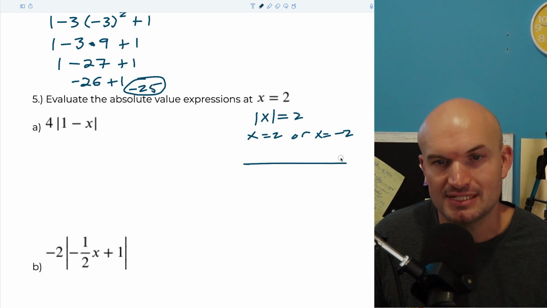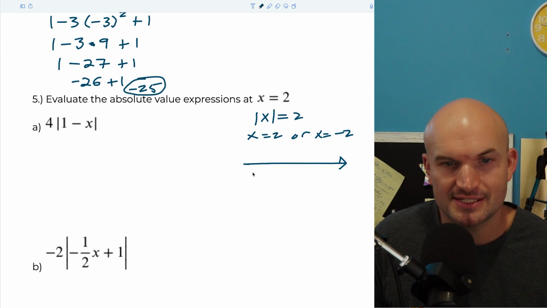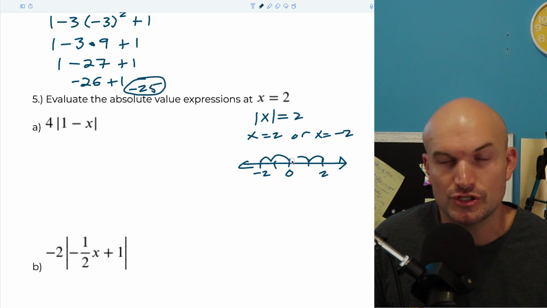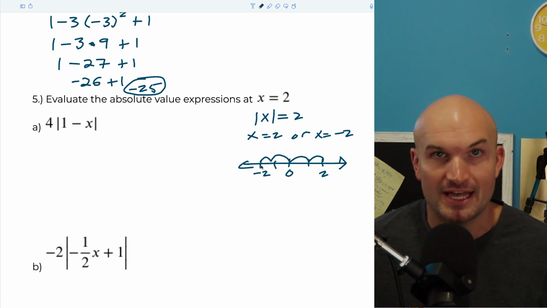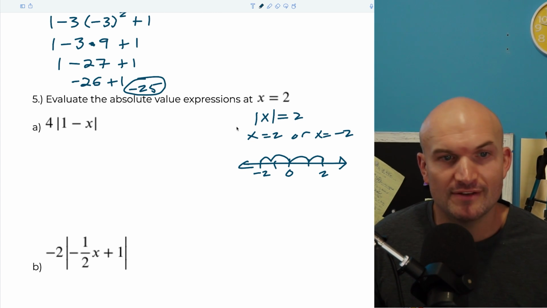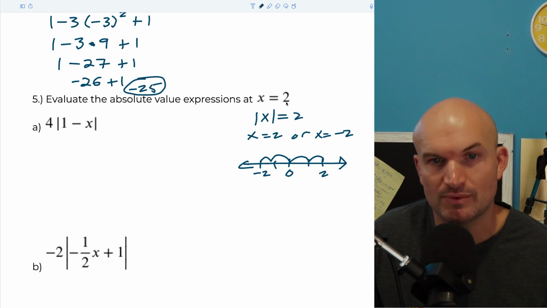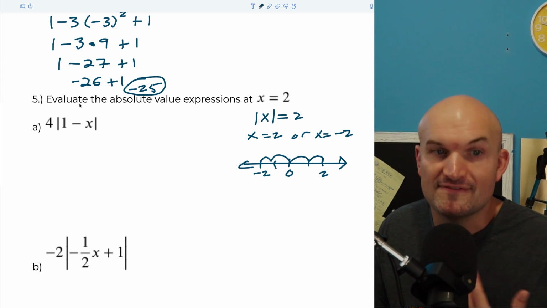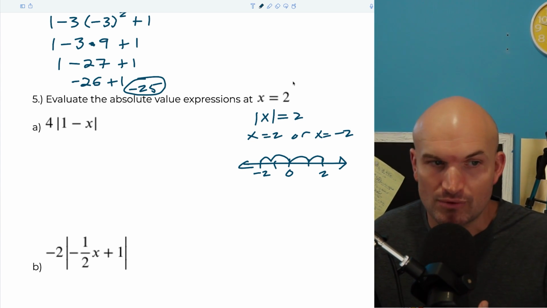And again, you can see this, right? If we were to look at 0, here's 0. So here's -2 and here's +2. Wouldn't you agree that both of these are a distance of 2 away from 0? That's what the absolute value represents. Now, when we're evaluating, all we're simply going to do is whenever we see an x, we're going to replace that with a 2. That's what evaluate the expression at x equals 2 represents.